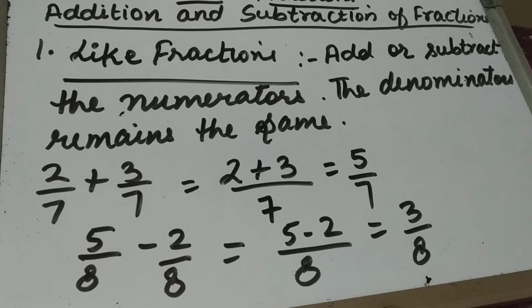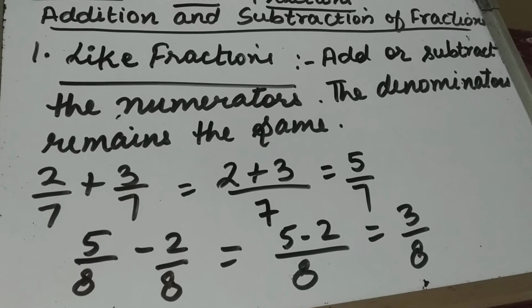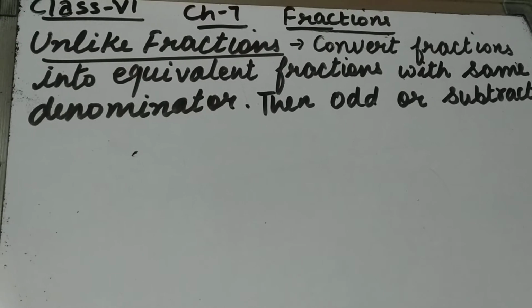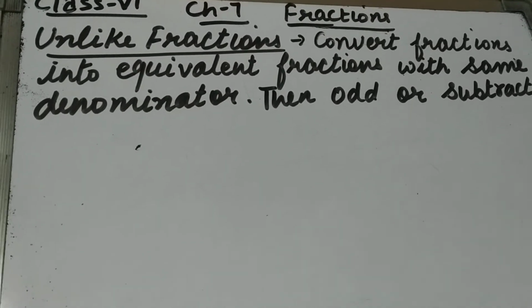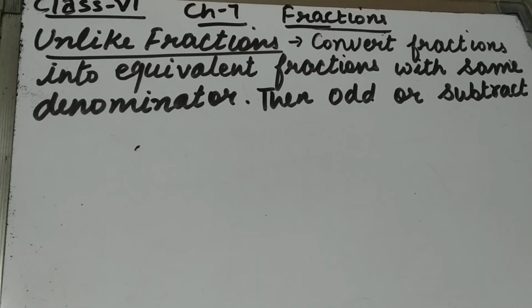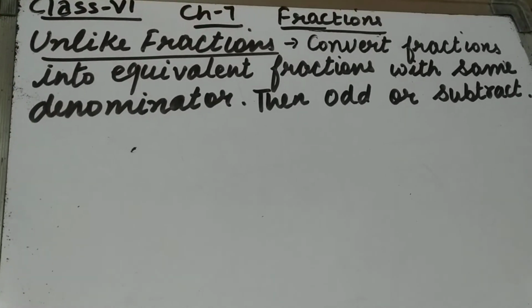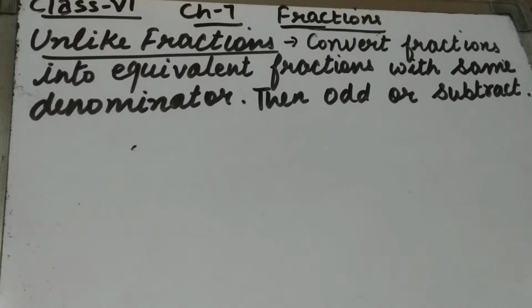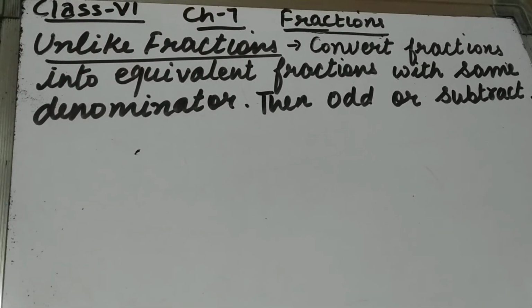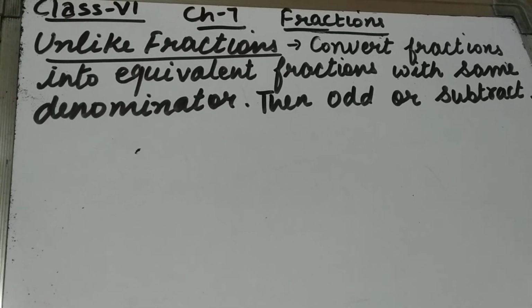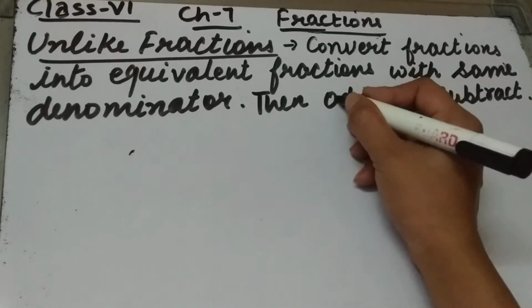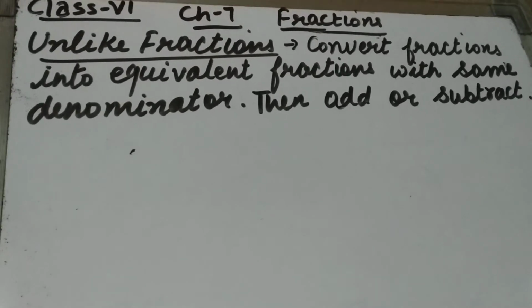And if we have unlike fractions, then what do we do? We convert the fractions into equivalent fractions with the same denominator, and then we add or subtract. I will explain with an example.